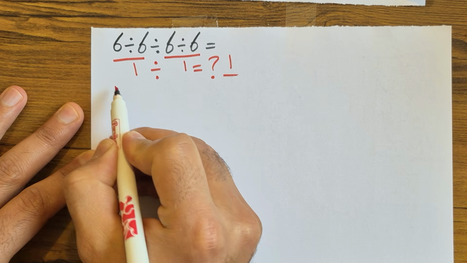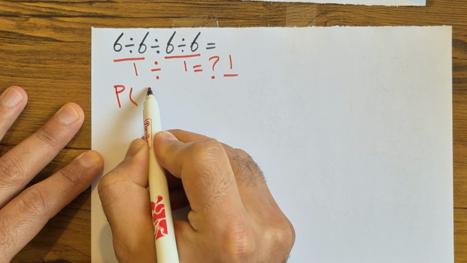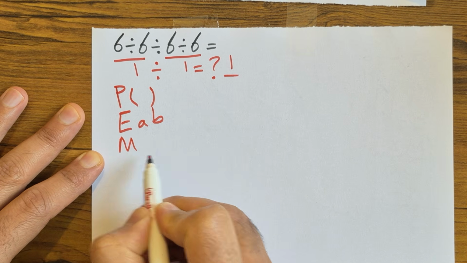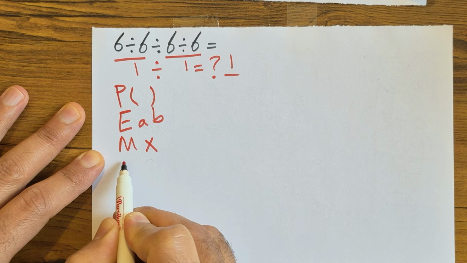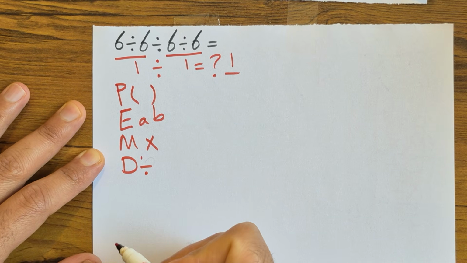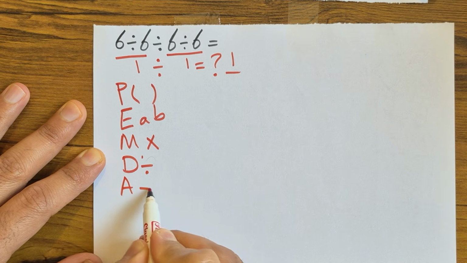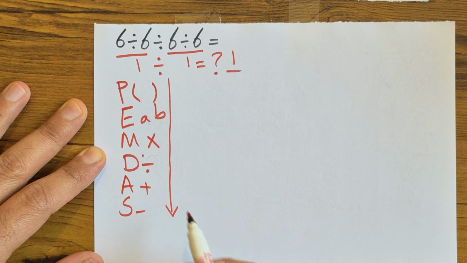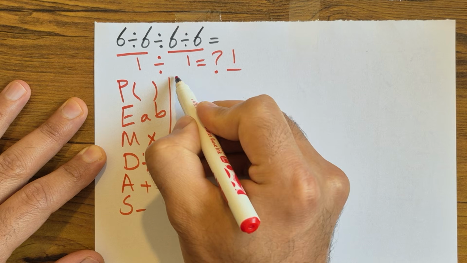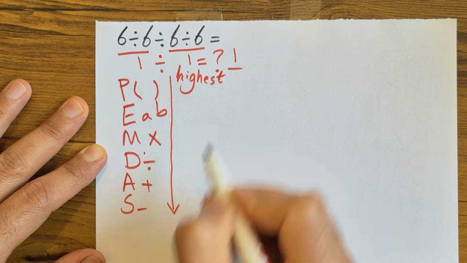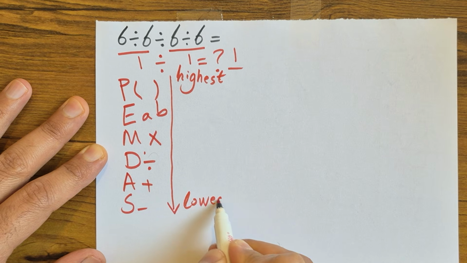So what is PEMDAS? P stands for parentheses. E stands for exponents. M stands for multiplication. D stands for division. A stands for addition, and S stands for subtraction. And this gives us an arrow of priority or precedence from highest till the lowest priority.